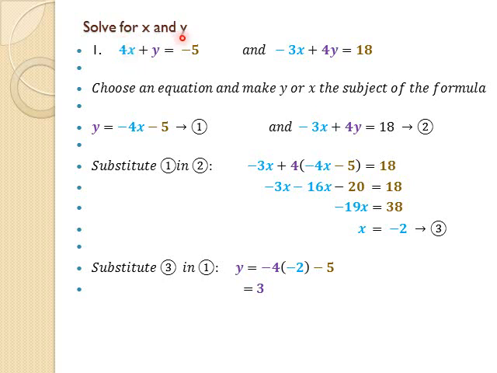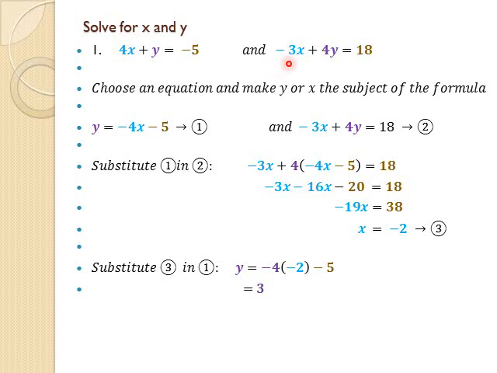So there they say solve for x and y, and they've given me 4x plus y equal negative 5 and minus 3x plus 4y equal 18. So first we're going to make either y or x the subject of the formula. So choose an equation, make y or x the subject of the formula. So there, if I take plus 4x over, it becomes negative 4x. So I can say y equal negative 4x minus 5.